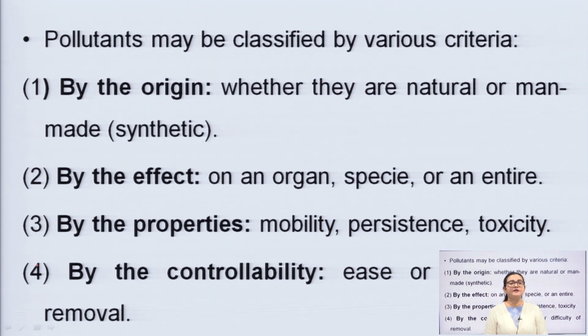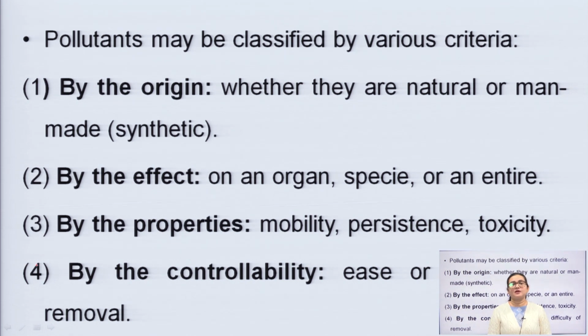Then secondly, pollutants by their effect. How pollutants have their effect on humans or living beings or the whole biome. So, by their effect, like affecting an organ, affecting a species, or the entire living body. What is the sort of effect and what is the extent of the effect any pollutant is causing on human beings?